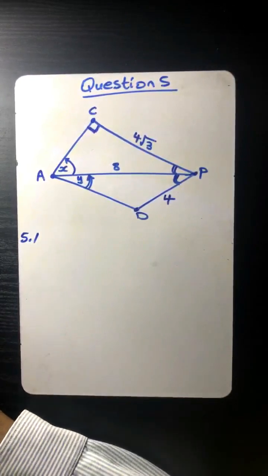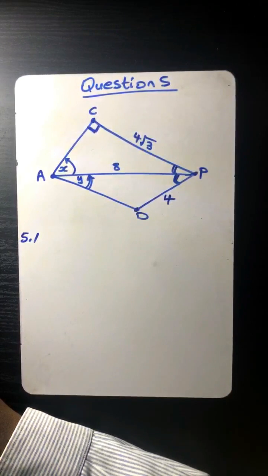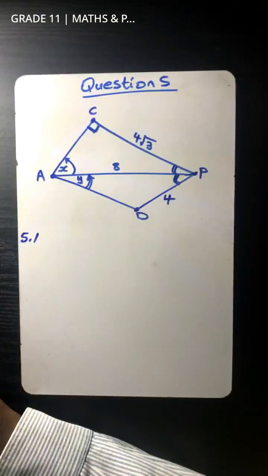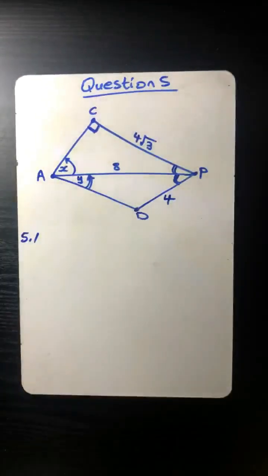So let's see. The first question says, show by calculations that x is equal to 60. This question is allocated 2 marks. So let's see. This is what we are showing, that it is equal to 60.